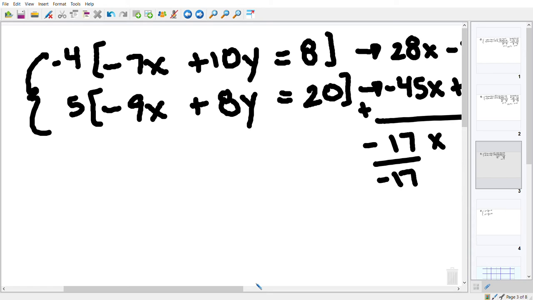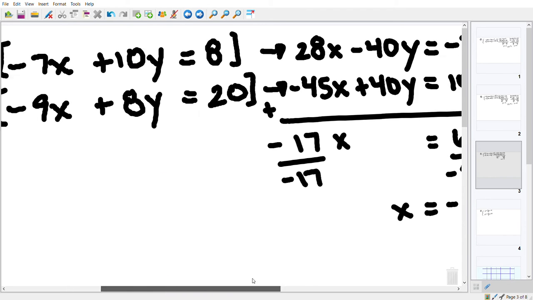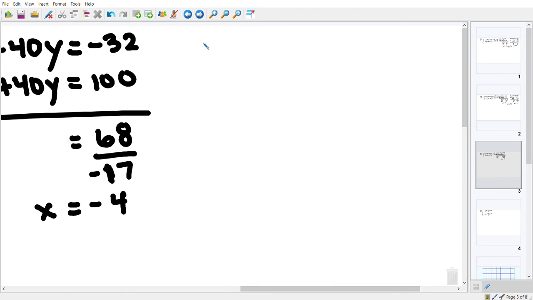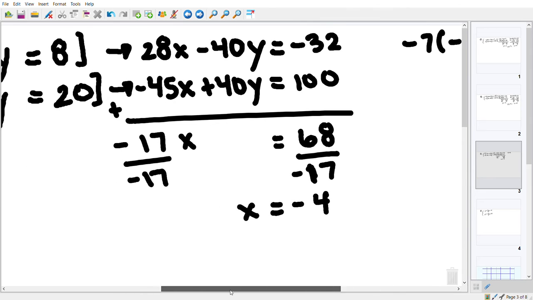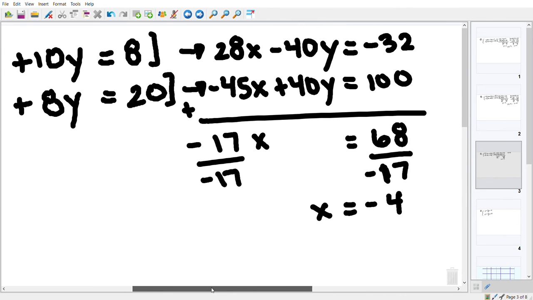Now, if you notice, they're very similar. Only look at the original problem here. Negative 7x, negative 9x, pretty close. 10y, 8y, pretty close. 8 and 20, that's probably the main difference. Do we want to work with the first equation, or second equation? Probably the first one. But again, student choice, you could work with the second one if you want. So x is negative 4, so I'm going to write negative 7 multiplied by negative 4. It says plus 10y equals 8.